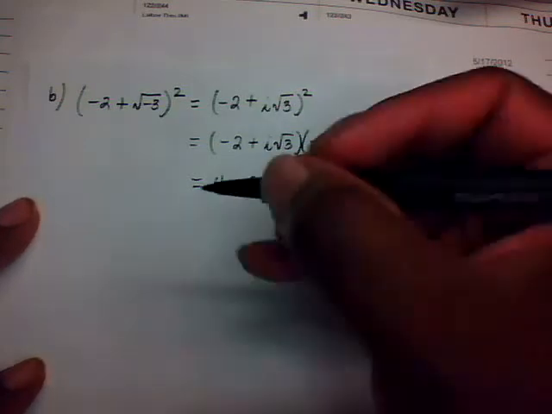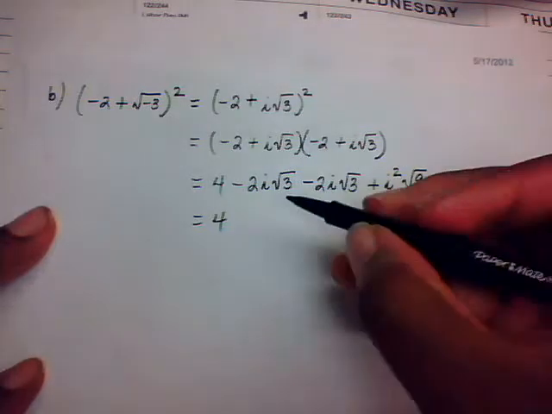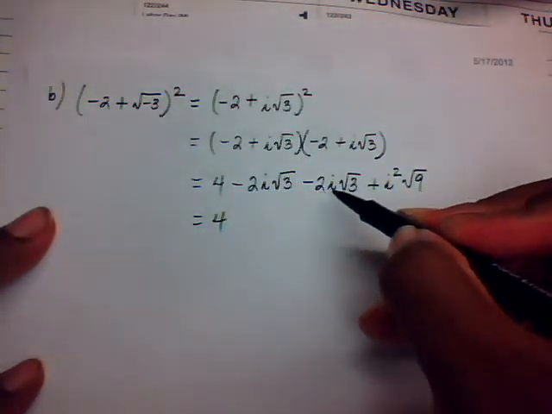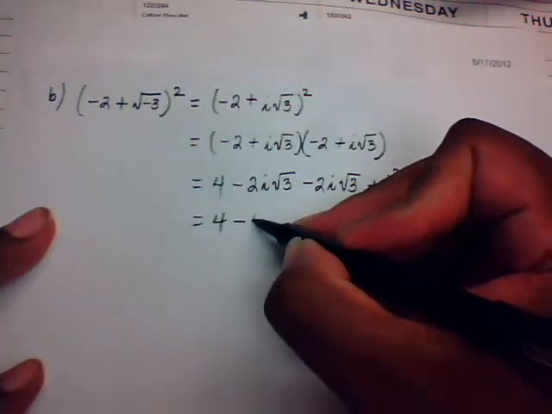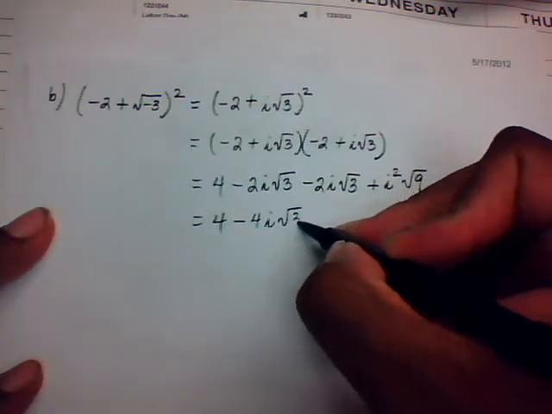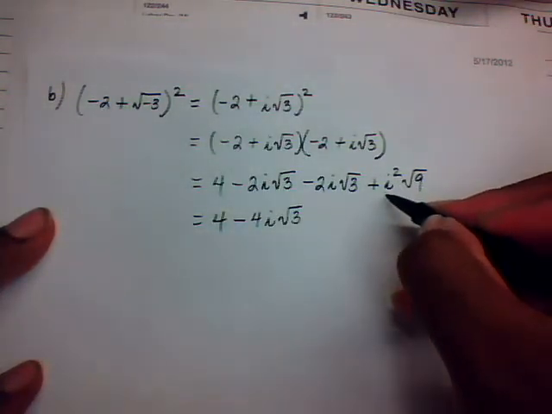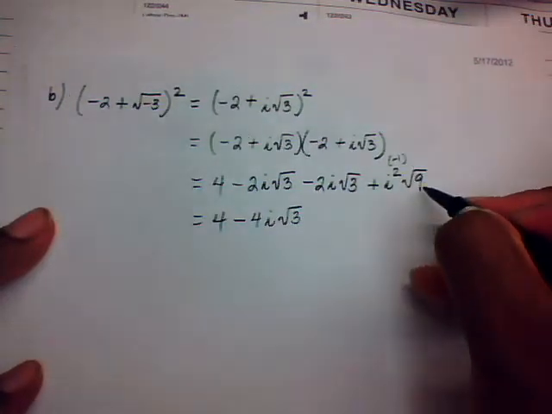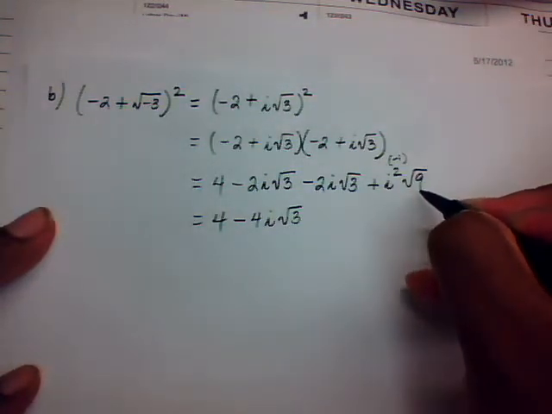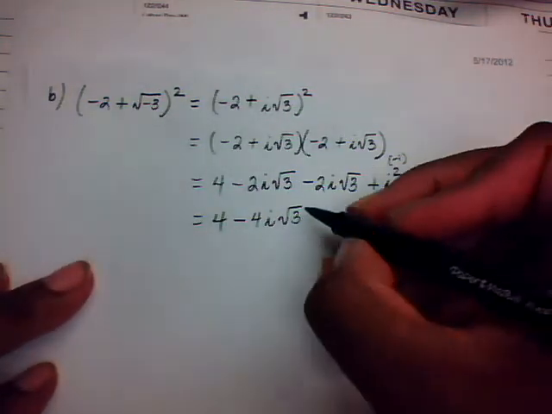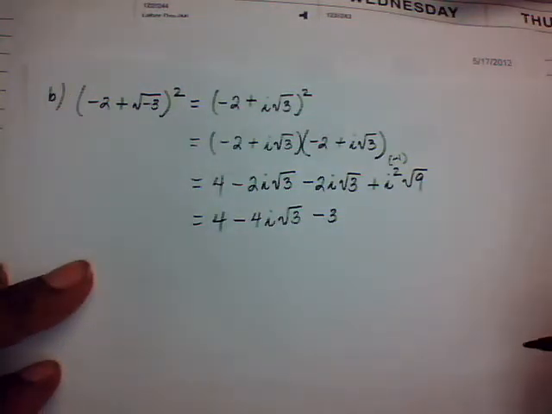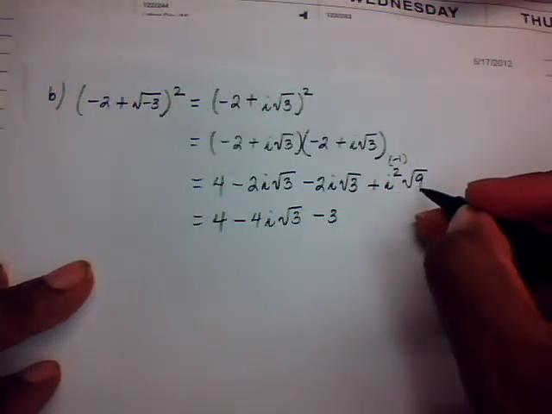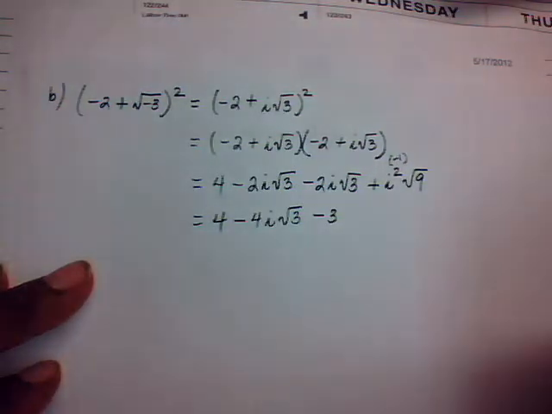Now let's simplify this a bit. Bring down this 4. We can add these two like terms together, 2i square root of 3 and another 2i square root of 3. They're both minuses, so that's going to be a minus 4i square root of 3. Now here, this i squared is negative 1. We can evaluate the square root of 9. The square root of 9 is 3, and 3 times that minus 1 would be a minus 3.